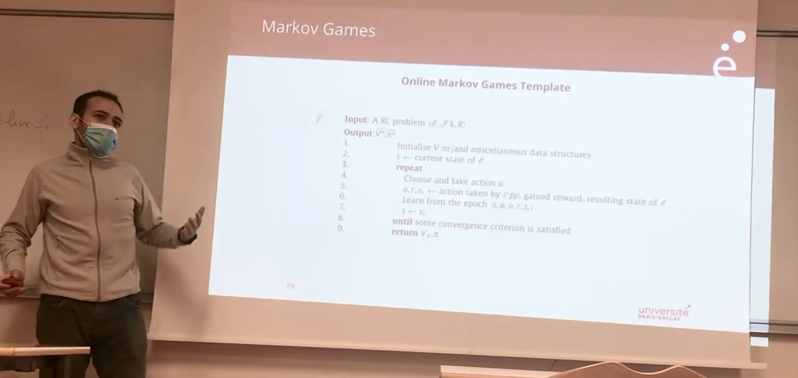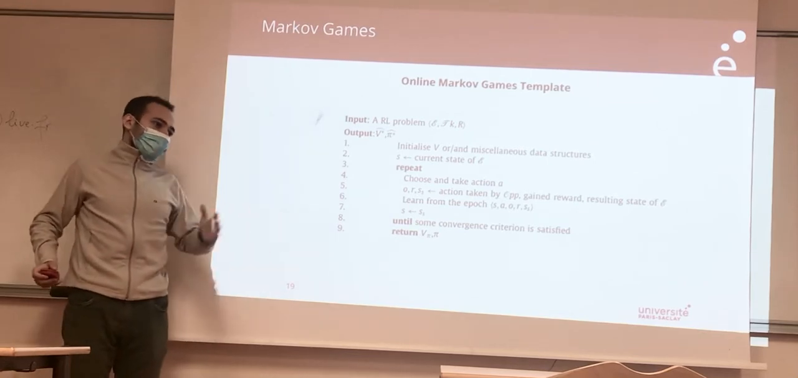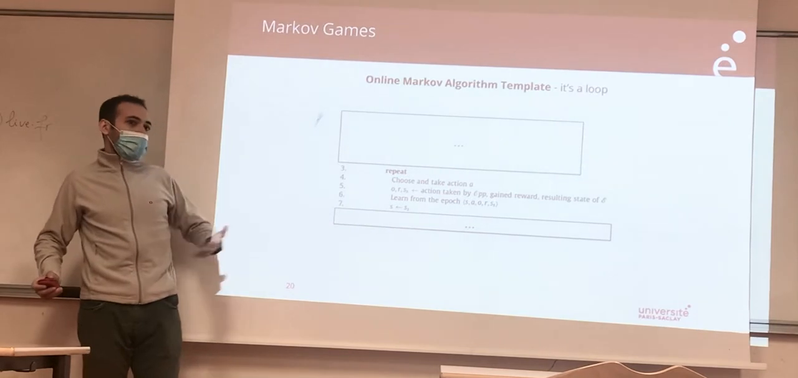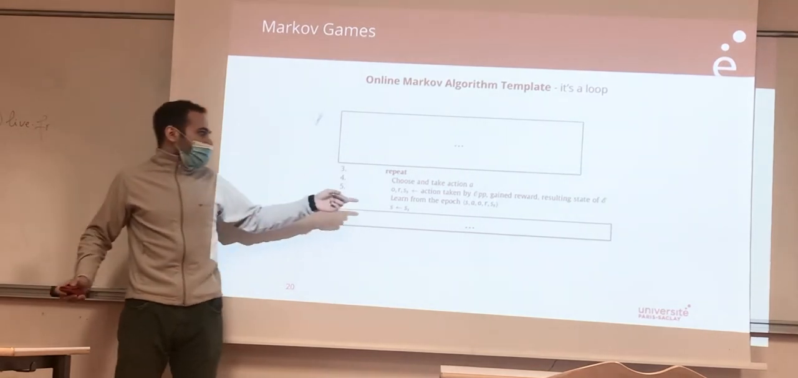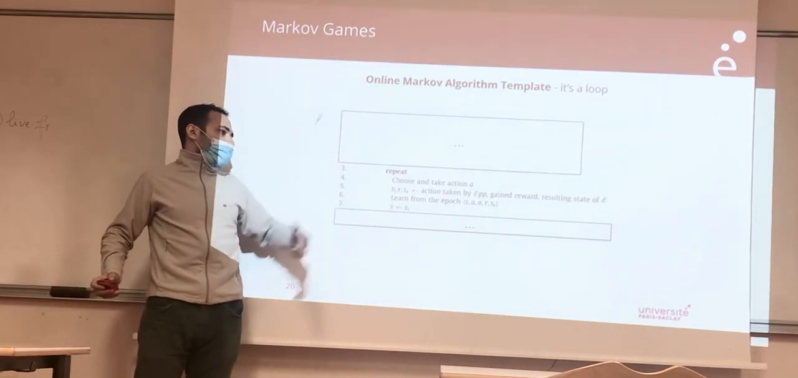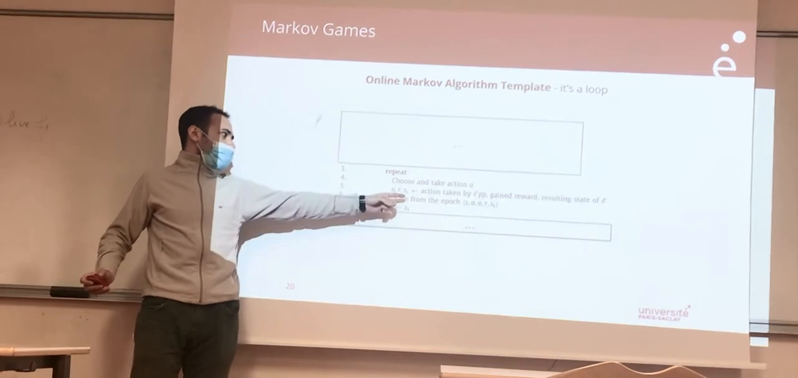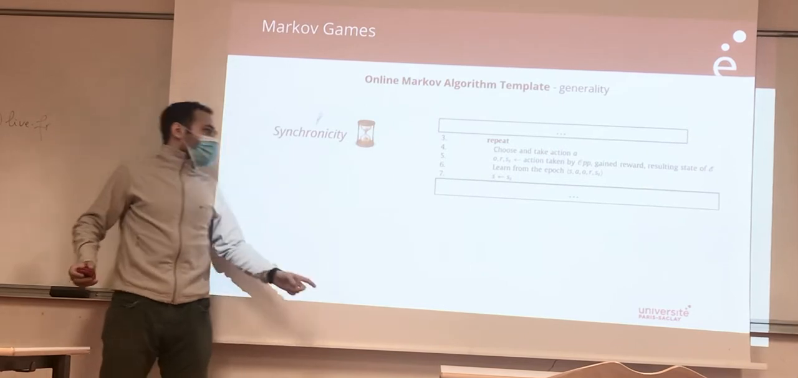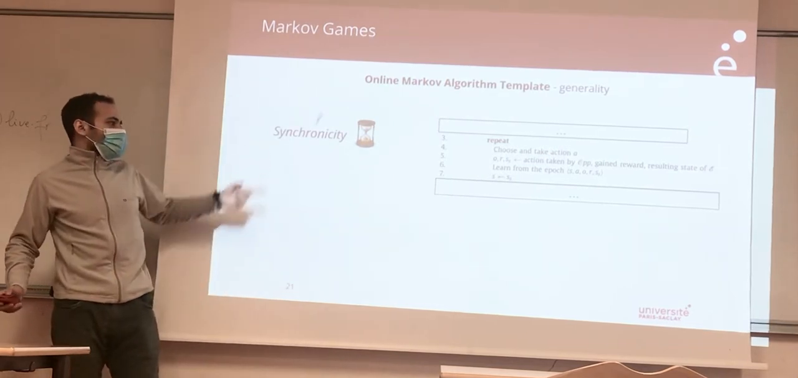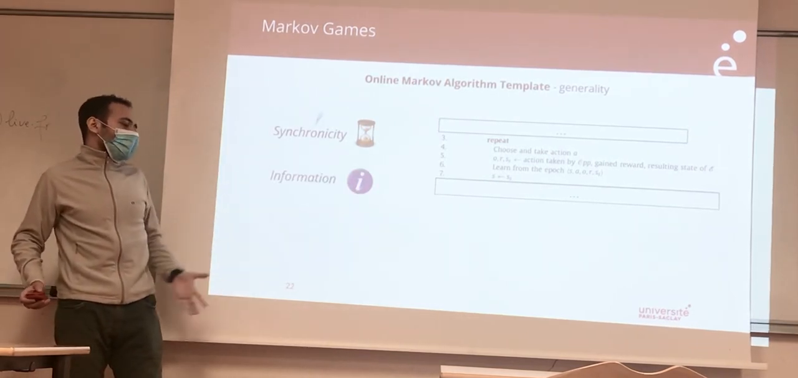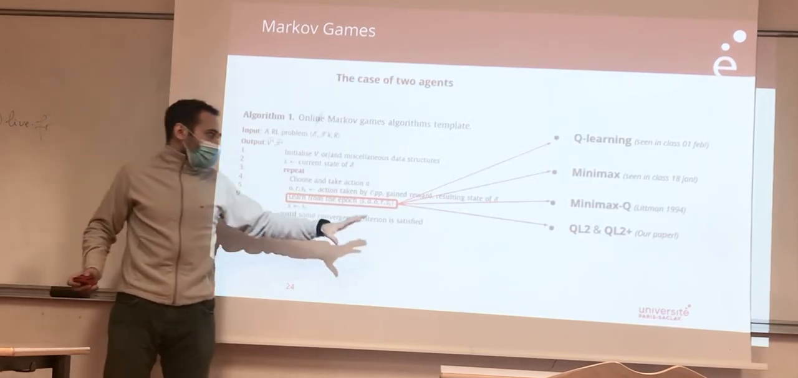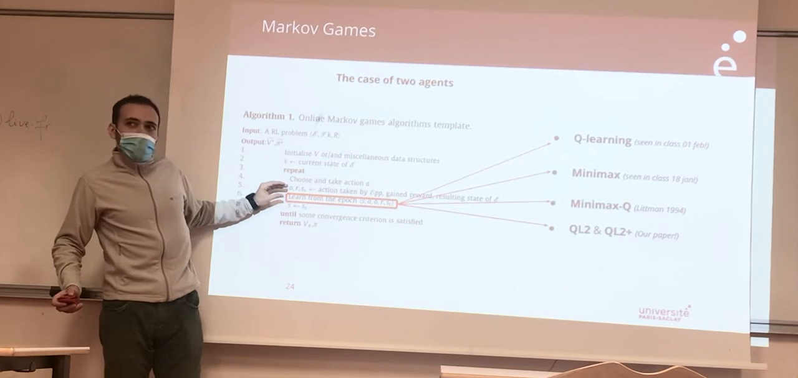We are learning online. That means we play, we learn, we play, we learn constantly. And this is a loop. It's the main part of the online learning algorithm. Basically, we choose an action. Our actions have consequences. We learn from them, and our state is updated. This is very general. It doesn't assume synchronicity. It's not a model for information, and it allows us to include noise. But this is the point of the paper, just changing the learning phase.